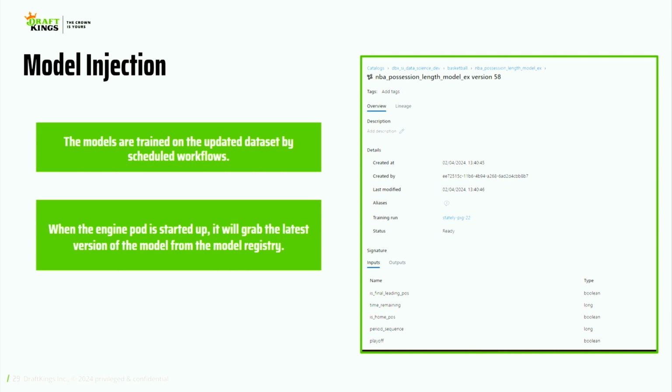This is an advertisement for the other talk. We have some workflows that train our models and put them in a model registry. When the engine starts up, it grabs the latest version of the model from the model registry, and we call that model injection. Unfortunately, that talk has passed, so if you have a chance, maybe you can look up the videos of that talk.